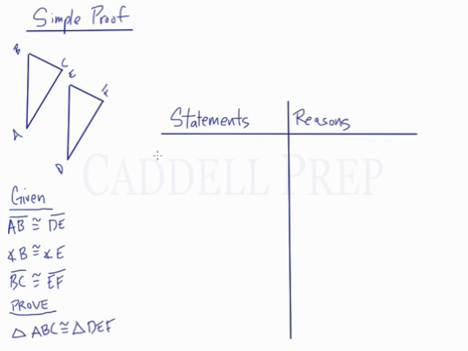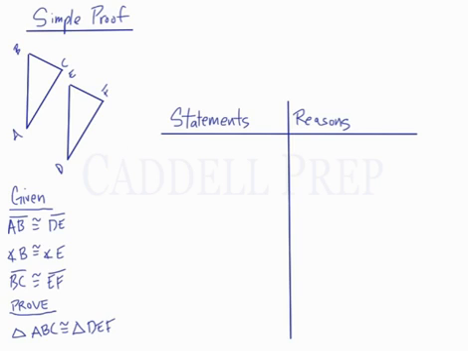I'm going to go over a very simple proof just for the purpose of demonstrating how to actually write a proof. So normally we're given a diagram and some given information. Here we have that AB is congruent to DE, angle B is congruent to angle E, and BC is congruent to EF. There's a lot of information here. Generally, in a proof, you're not going to be given this much information. You're going to have to derive some information from either the diagram or from what's given. And then we're asked to prove that triangle ABC is congruent to triangle DEF.